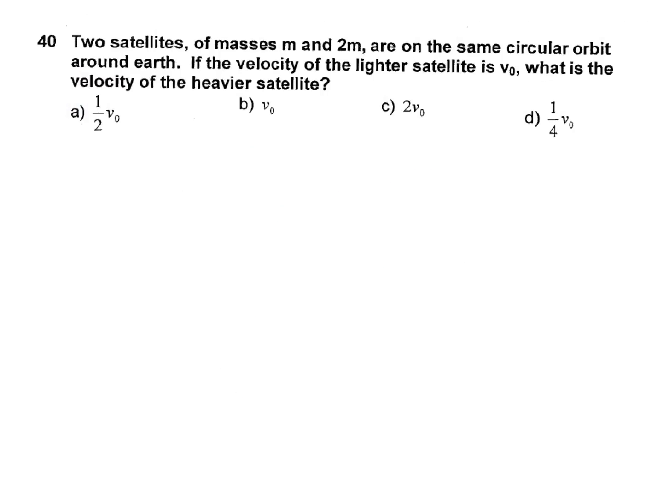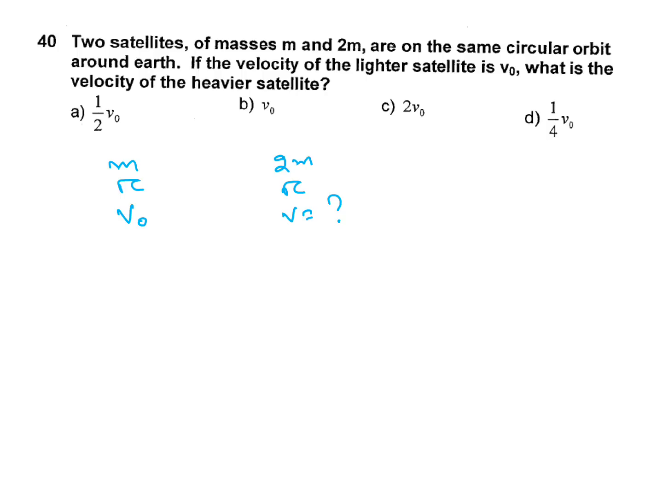Two satellites of mass m and 2m are on the same circular orbit around Earth. If the velocity of the lighter satellite is V0, what is the velocity of the heavier satellite? Take the data: mass m, radius the same, velocity of lighter satellite V0, and second one 2m, radius the same, V is what he asked, the velocity of the heavier satellite.